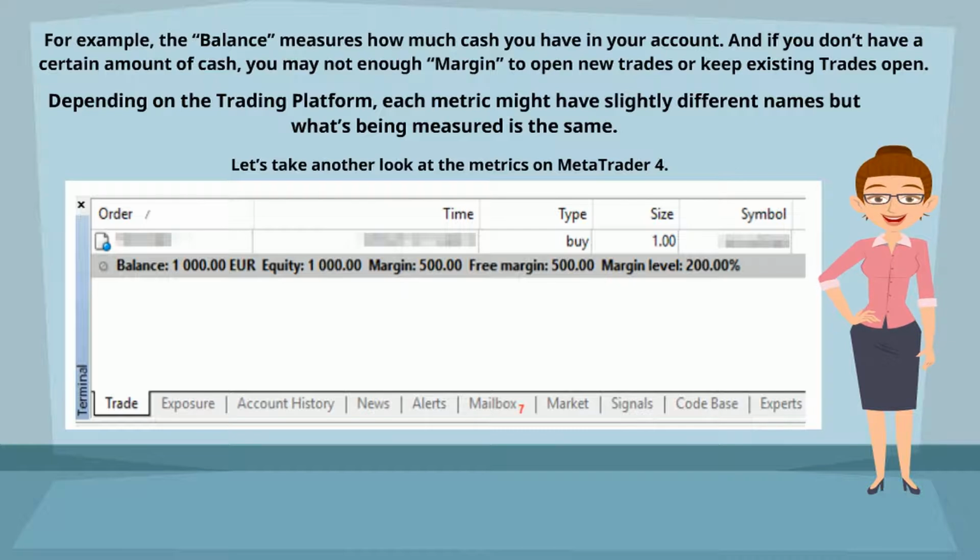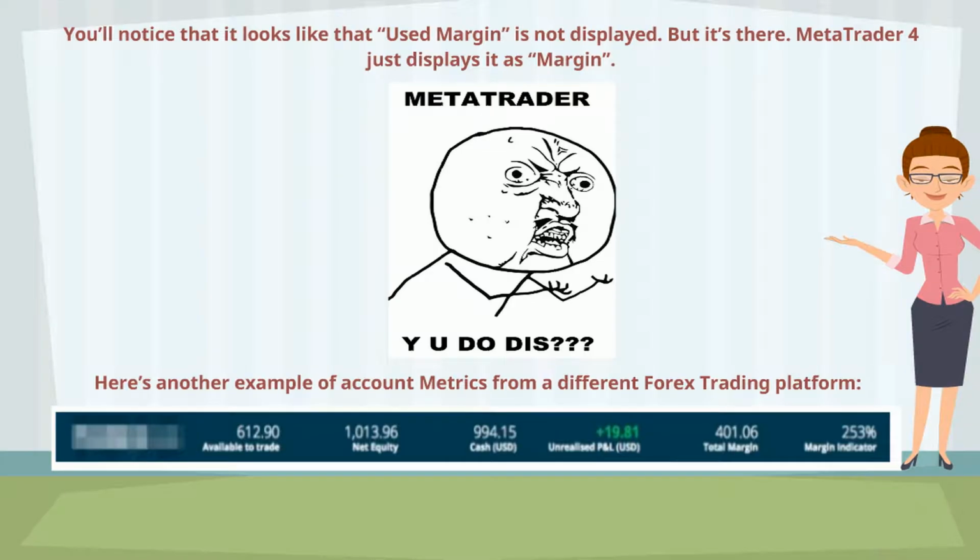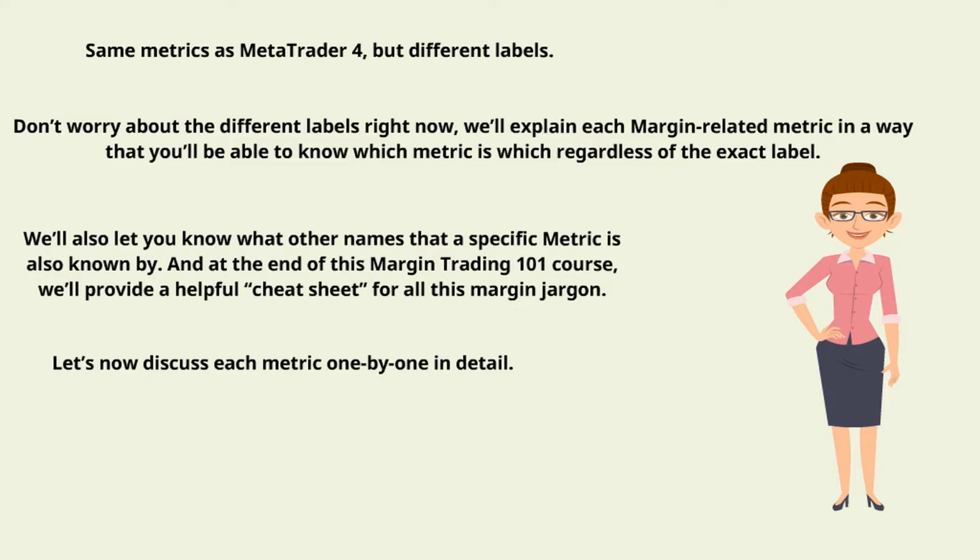Depending on the trading platform, each metric might have slightly different names, but what's being measured is the same. Let's take another look at the metrics on MetaTrader 4. You'll notice that it looks like used margin is not displayed. But it's there. MetaTrader 4 just displays it as margin. Here's another example of account metrics from a different Forex trading platform. Same metrics as MetaTrader 4, but different labels.